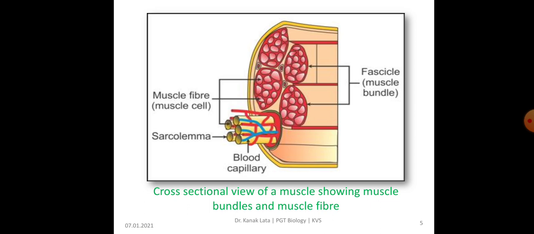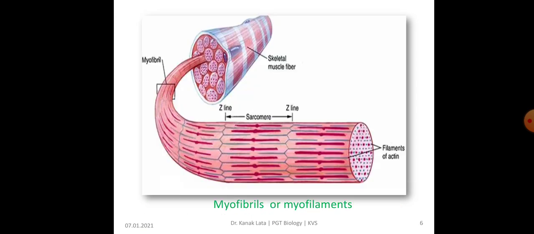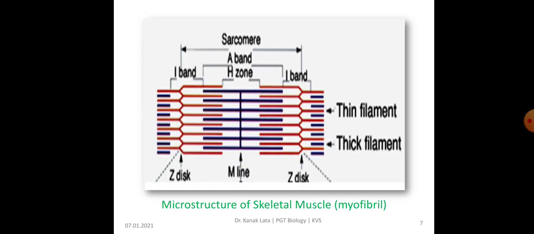In this figure, it shows the cross-sectional view of a muscle showing muscle bundles and muscle fibers. Here in this figure, it is about myofibrils or myofilaments. It is about microstructure of skeletal muscle or myofibril.